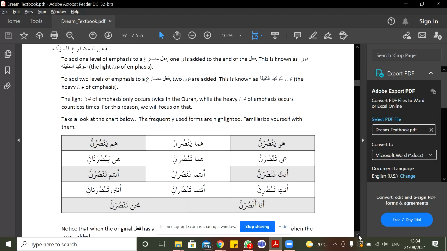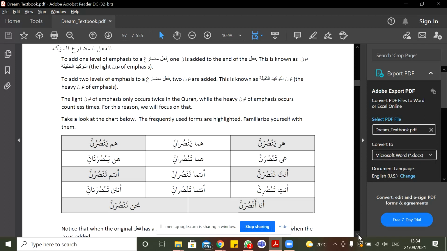So you say the light and the heavy. The light noon of emphasis has a one ending, so you can be confused here. Yansurani can be a noon khafifa or a noon thaqila. That's why they say that noon khafifa only happens twice in the Quran, so you do not have to worry about that. You only have to focus on noon thaqila, and you will know when they happen twice in the Quran, so it will be easy to identify. Inshallah. So please, Sister Parveen, go with the chart.